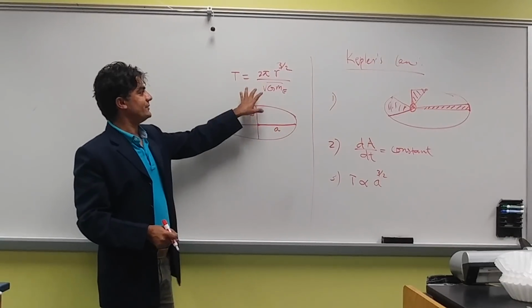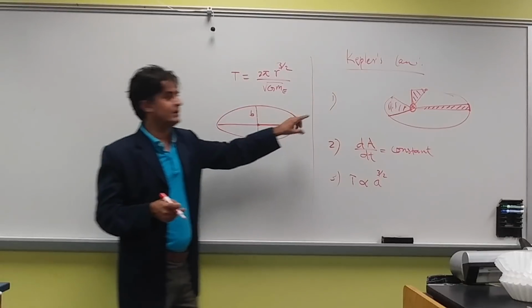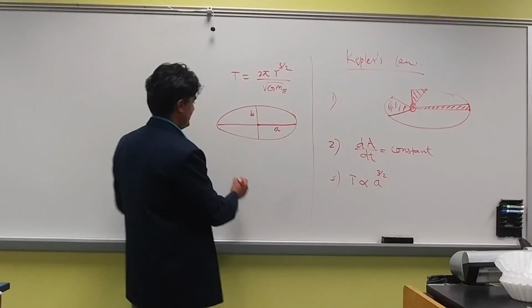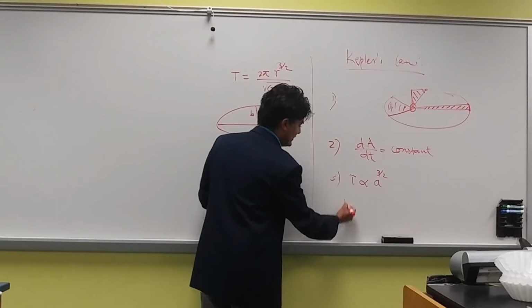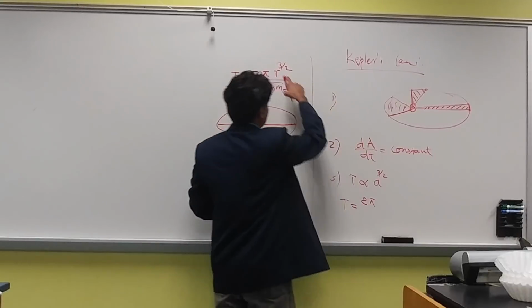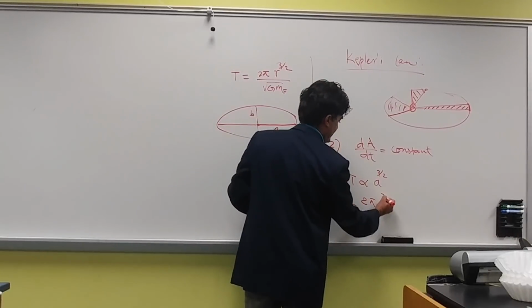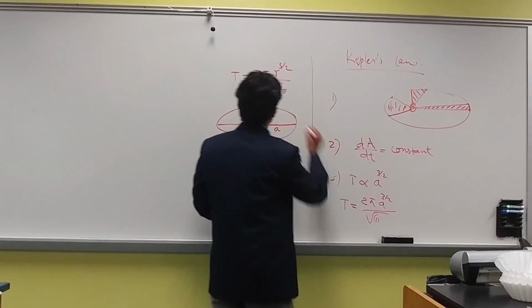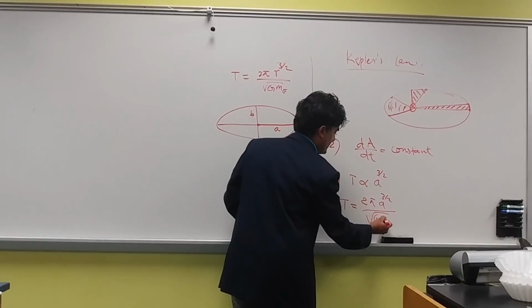So basically, the formula for the planet rotating around the sun will be, I'm not going to derive it, T equals the same thing, 2 pi, but in place of R you have a, to the 3/2 divided by square root of G, and E will be what?